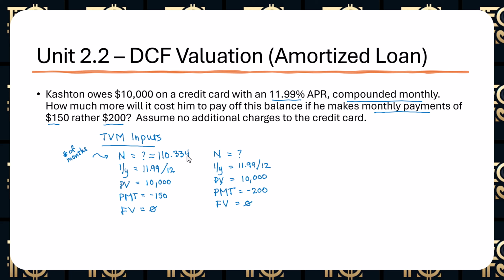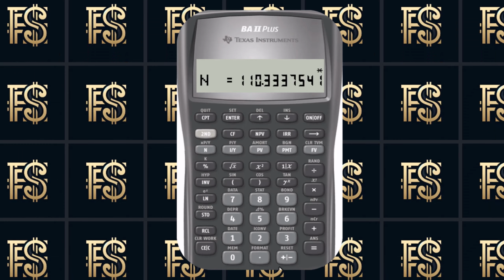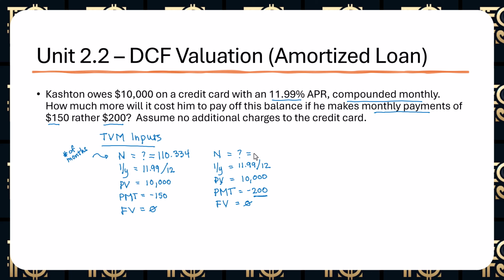Now, in the second scenario, the only difference again is the payment. So we'll use the trick that we learned in the last video, and we will only change our payment input here. So we're going to type 200 plus minus payment, recompute the N. Notice that it takes fewer months. It should obviously take fewer months because you're making a greater payment to the bill. And it appears that he will pay this bill off now in 69.635 months. Obviously much quicker in terms of the payoff.